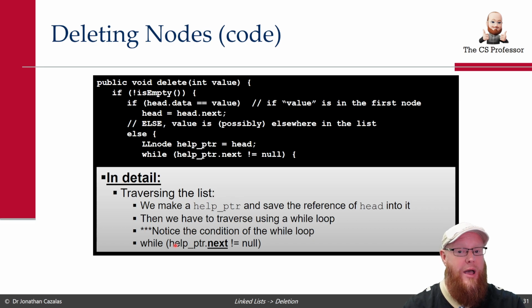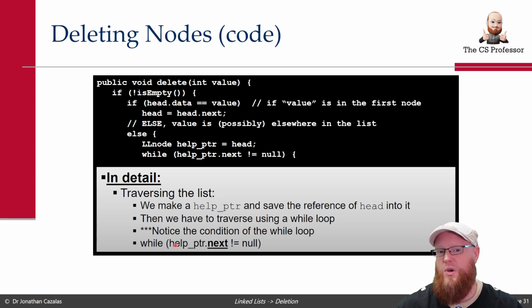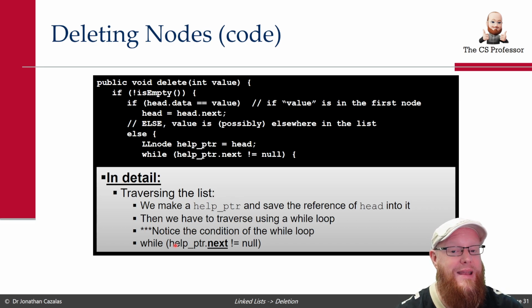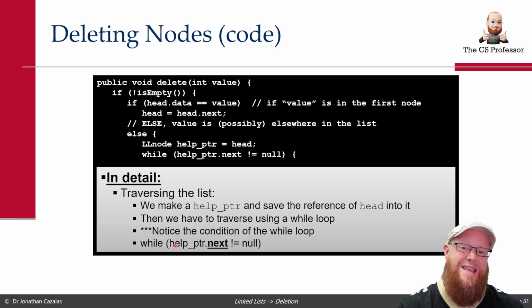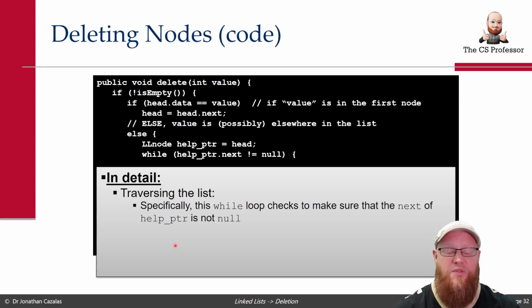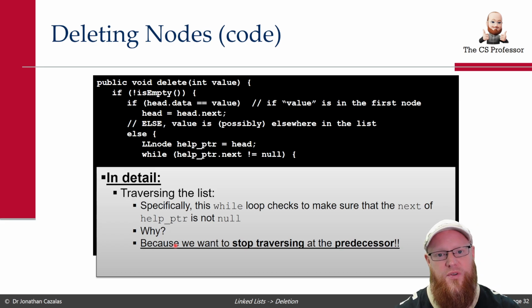We've seen two conditions previously. We've seen while help pointer does not equal null, which was used when we want to traverse over the entirety of the list, and we don't mind help pointer going to null. But when we want to insert, you likely recall that we said while help pointer dot next does not equal null, because we needed to stop at the predecessor in order to make the important connections. In that same way with deletion, deletion happens via the predecessor. So when we're searching the list looking for our node to delete, we actually need to search via the predecessor, and you'll see how this works. So as long as help pointer dot next is not equal to null, we're going to traverse the list. Specifically, this while loop checks to make sure that the node that comes after whatever node help pointer is pointing to is not null. Why? Because we want to stop traversing at the predecessor.